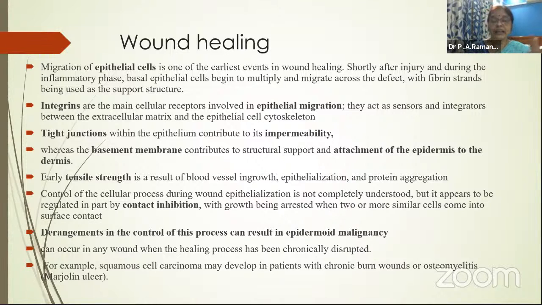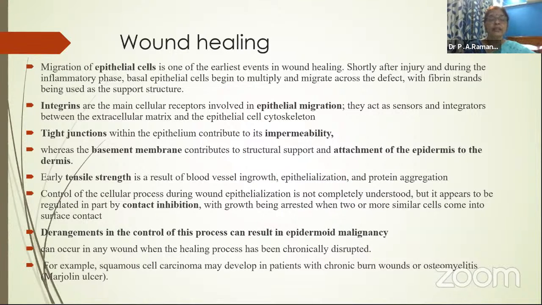You know, in the early inflammatory phase, there is increased vasopermeability because of the secretion of the vasokines, the histamine, bradykinin. Vasodilatation is there by the action of the macrophages that have come into the wound. But now once the epithelialization starts, tight junctions prevent any more leakage from the wound. Now the basement membrane, formed by the basal cells, is the structural support and attachment of the epidermis to the dermis. So the basement membrane integrates the dermis and epidermis.